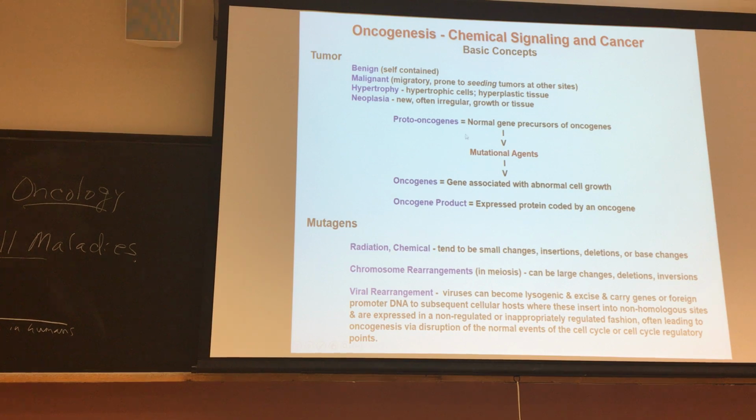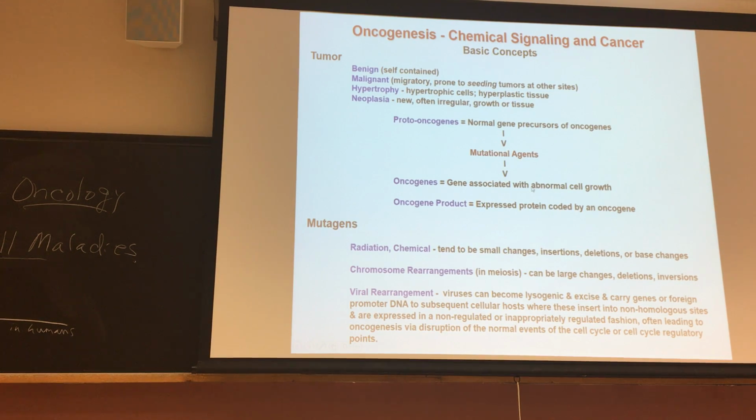So you can go from a normally expressed gene to one that's abnormally expressed. Abnormal expression can be in the amount of material produced or in the time or location of where it's produced. So oncogenes are genes associated with abnormal cell growth.